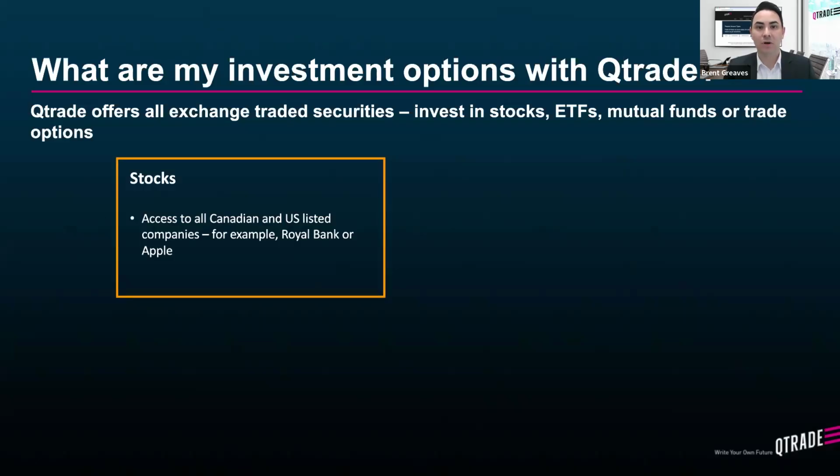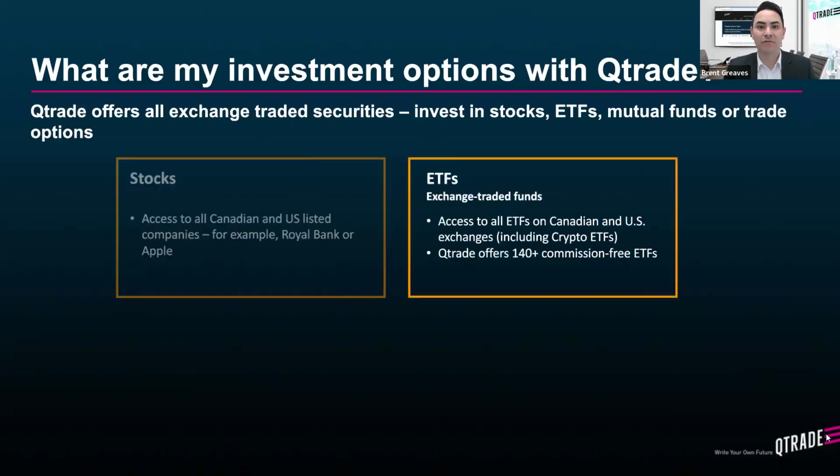Let's start with stocks, also referred to as equities. Stocks allow you to buy shares or ownership in companies listed on the stock exchange. Through Qtrade, you have access to all Canadian and US listed companies. A few examples are Royal Bank and Apple. These are just 2 examples of the thousands of stocks available.